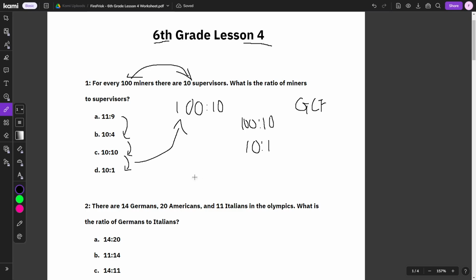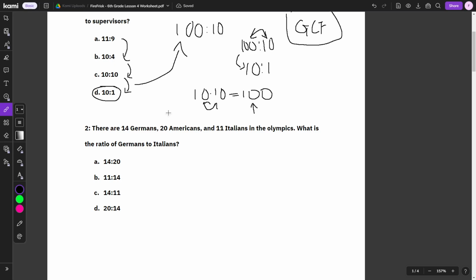As you know, a factor is part of a multiplication equation. Let's say 10 times 10 is 100. These are both called factors. This is called a product. Basically, when you divide two numbers by the same number, and that number is the largest number that can divide into both of these numbers and result in whole numbers, that number is called the greatest common factor. We're going to be using that a lot, and therefore, because we divided by 10, D is our answer.